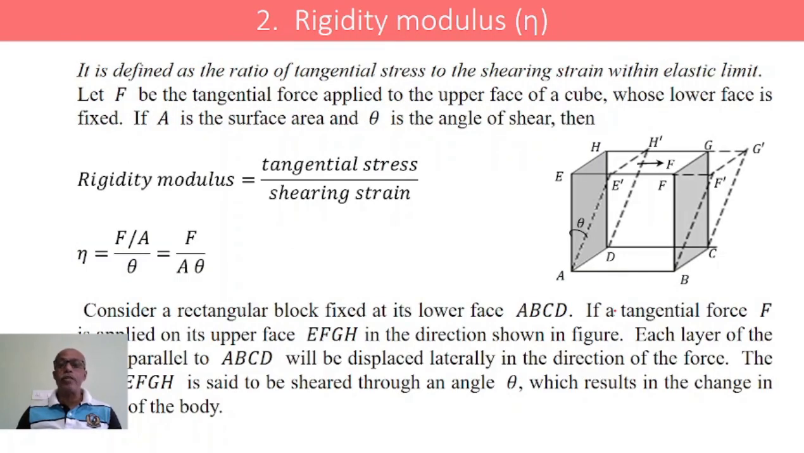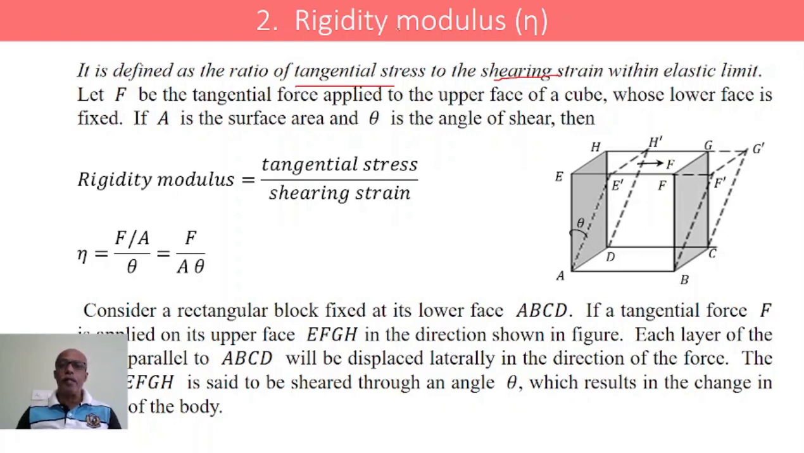Now coming to the rigidity modulus, represented by the symbol eta. This rigidity modulus is defined as the ratio of tangential stress to the shearing strain. The ratio of tangential stress to the shearing strain within the elastic limit is called rigidity modulus.